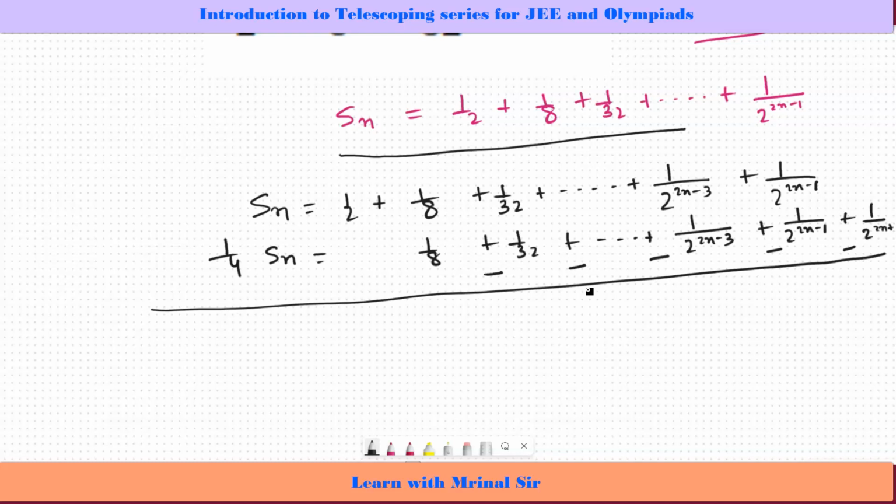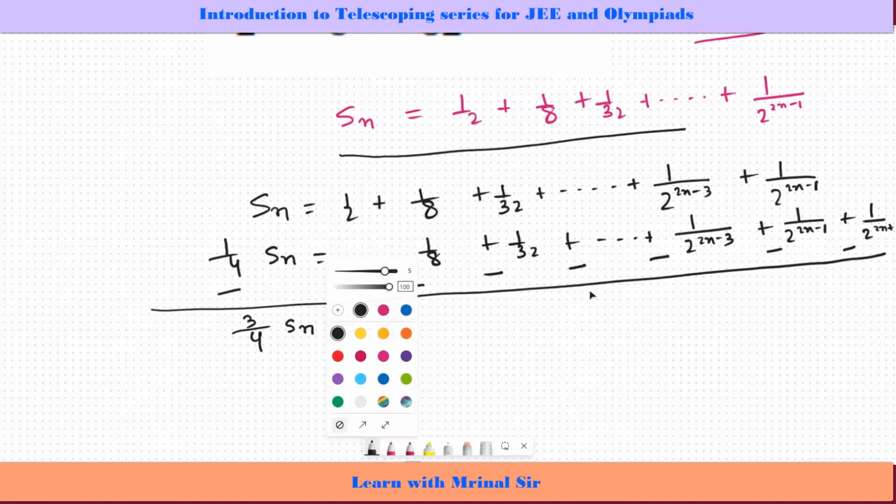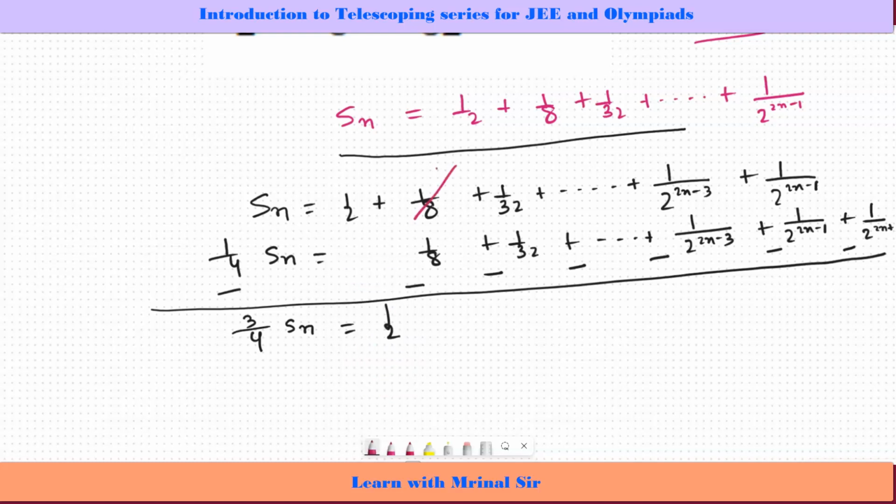like this, then 3 by 4 Sn is going to be equal to 1 by 2 plus 0, 0, 0, all these are equal to 0 and they get cancelled actually. They get cancelled in this manner.